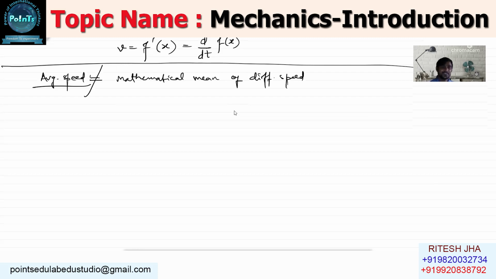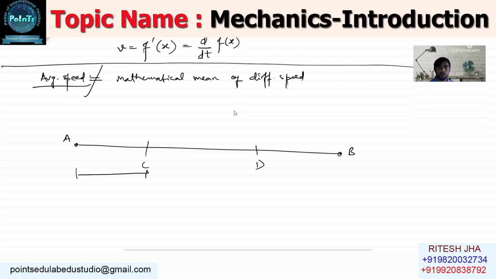Suppose I'm going from point A to B, and suppose there are some intervals like C and D. From A to C, you were constantly at 20 kilometer per hour, let's say, and you went for 3 hours. From C to D, you were constantly covering this distance with 30 kilometer per hour for 5 hours. And from D to B, you covered it with 10 kilometer per hour for 10 hours, let's say.